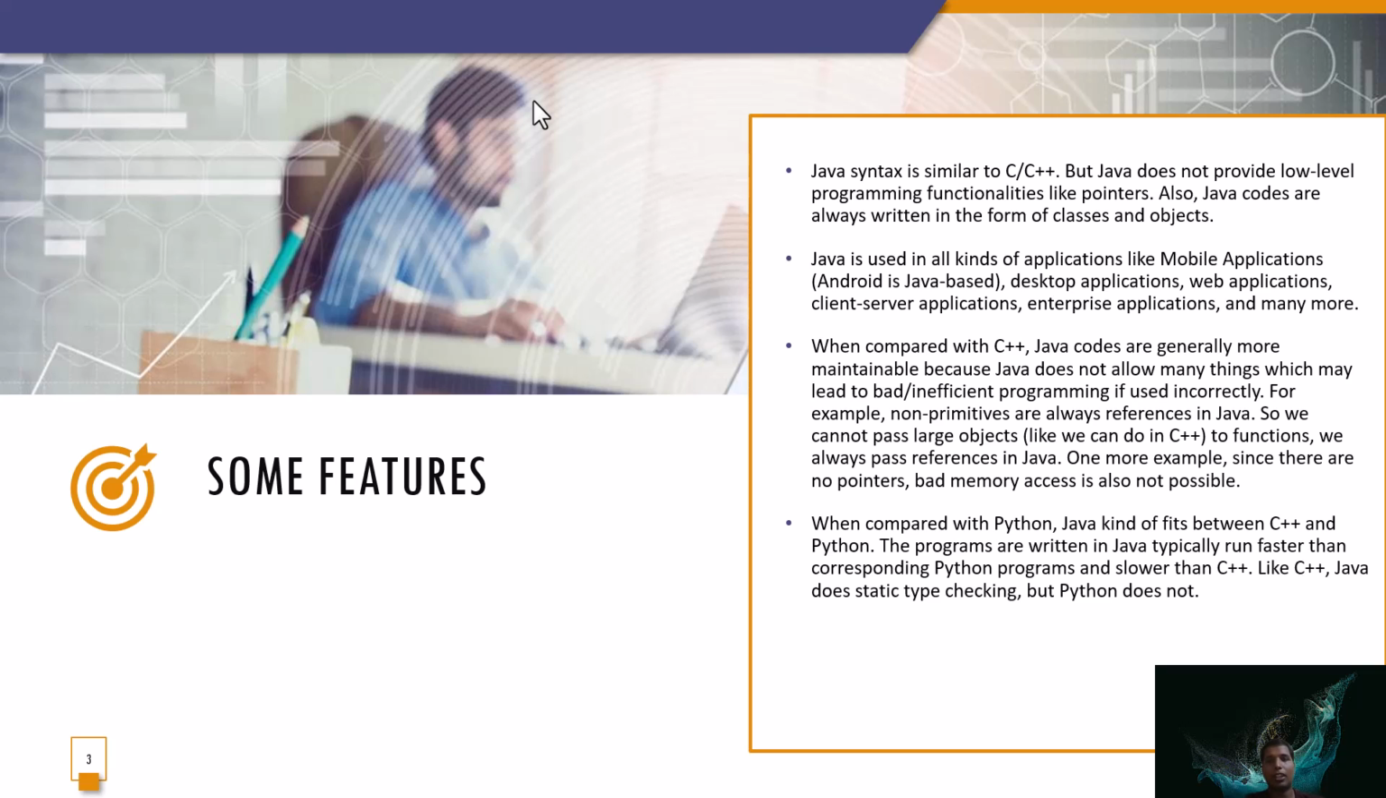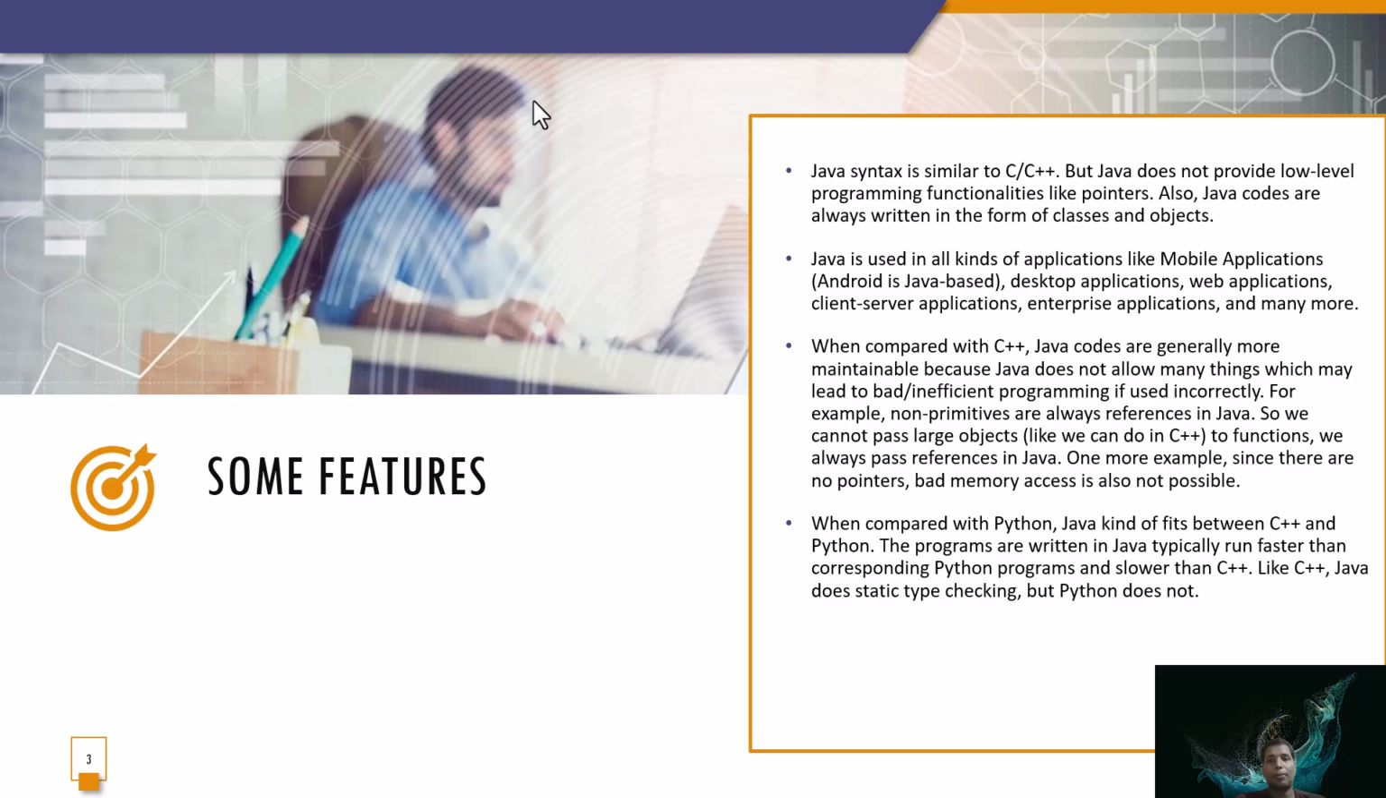Java is used in all kinds of applications like mobile applications. If you are aware, Android is Java based, and these days we are writing Android applications in the Kotlin language also. Apart from that, we can write Java code for web applications, desktop applications, etc.